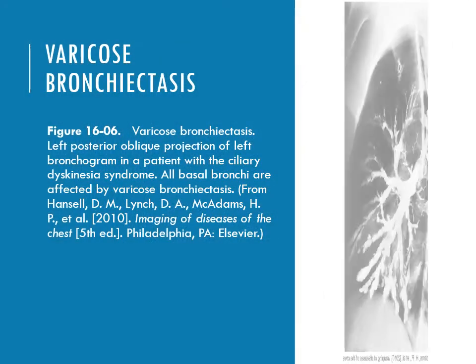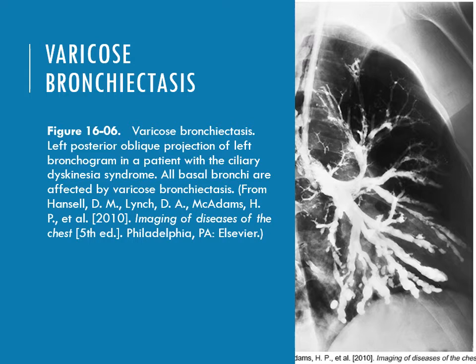Varicose bronchiectasis in the left posterior oblique projection of the left bronchogram in a patient with ciliary dyskinesia syndrome. All basal bronchi are affected by varicose bronchiectasis in this bronchogram. You can see the irregular outline from the varicose bronchiectasis.